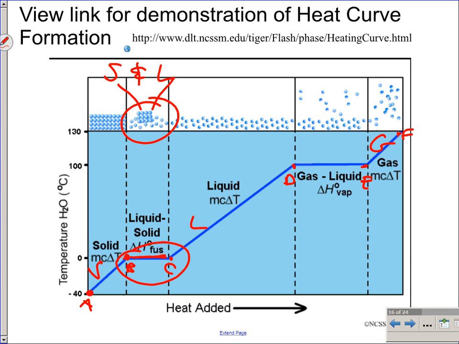So at B, it's probably 99.9% solid, a little bit of liquid. But at C, it's 99% liquid, a little tiny bit of solid left, but as soon as it hits the liquid phase, it's then 100% liquid. All right, so what's happening from D to E?